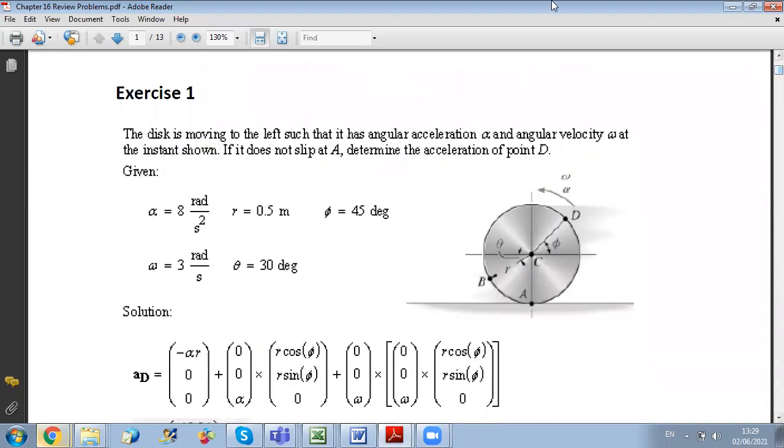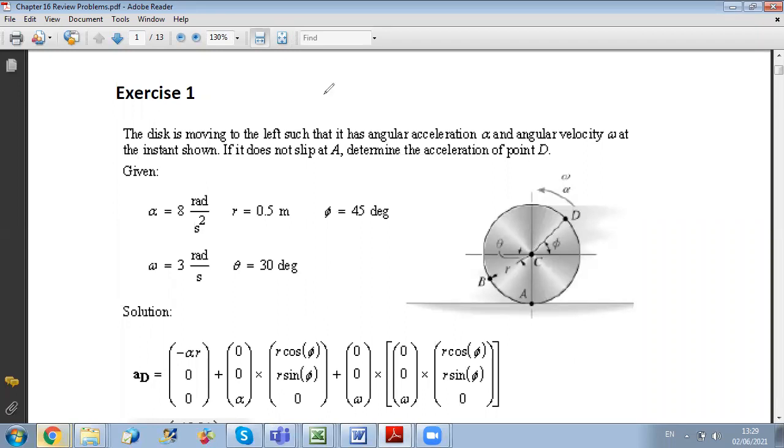The following disk is moving to the left such that it has an angular acceleration alpha and an angular velocity omega at the instant shown. If it does not slip at A, determine the acceleration of point D.